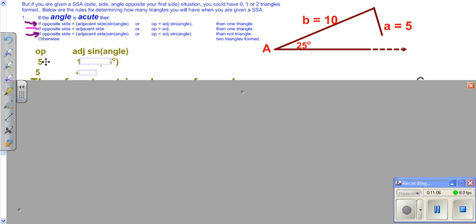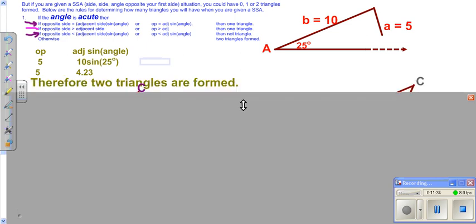So that's why I have opposite and adjacent side of my angle. The adjacent side is 10, the opposite side is 5, adjacent times the sine of my angle of 25. Now I've got to figure out what that is. And in this case it works out to be about 4 1/4 almost. Now we want to know, is our opposite side smaller than that? Obviously not. 5 is not smaller than this. Is it equal to that? They're definitely not equal. So that means we end up having two triangles formed.